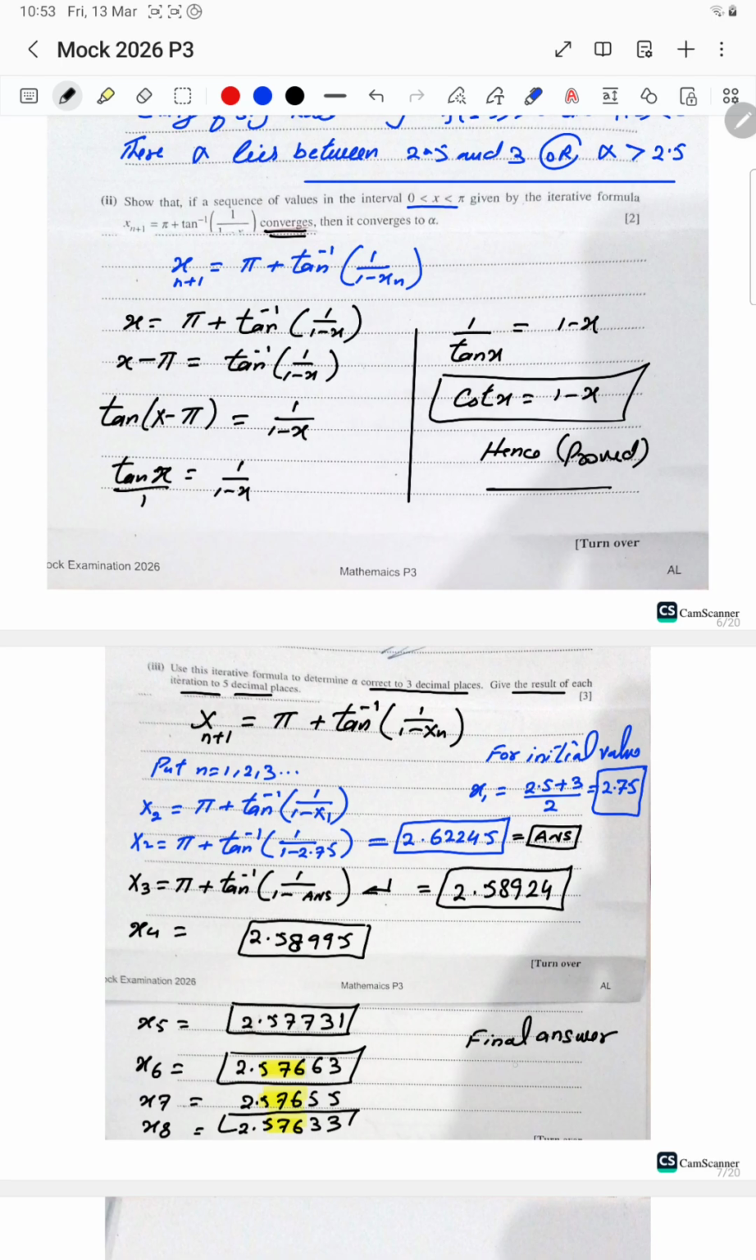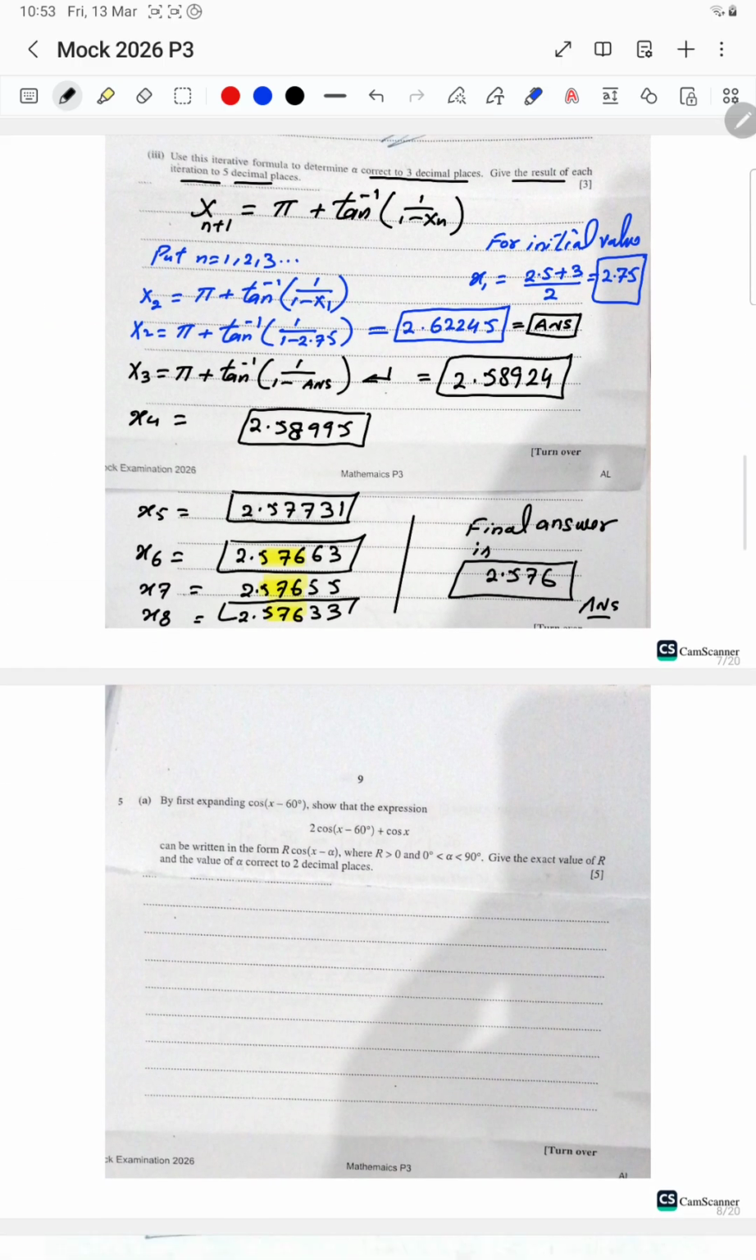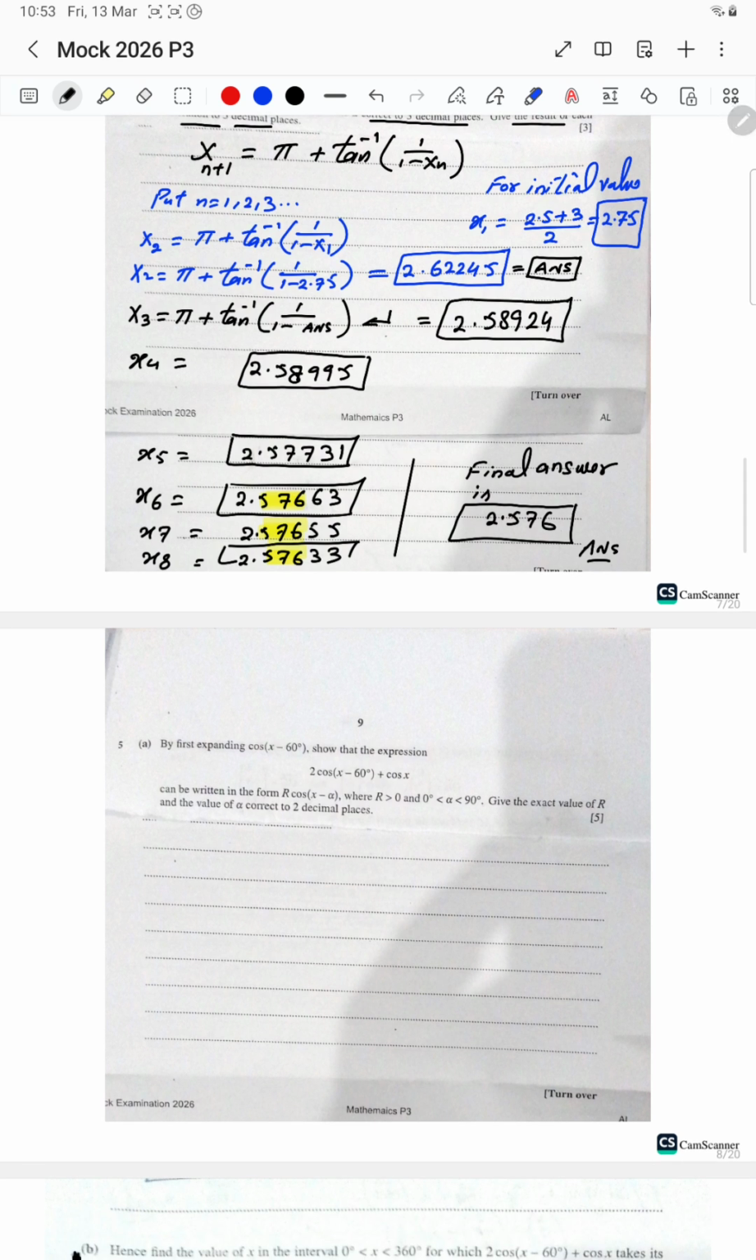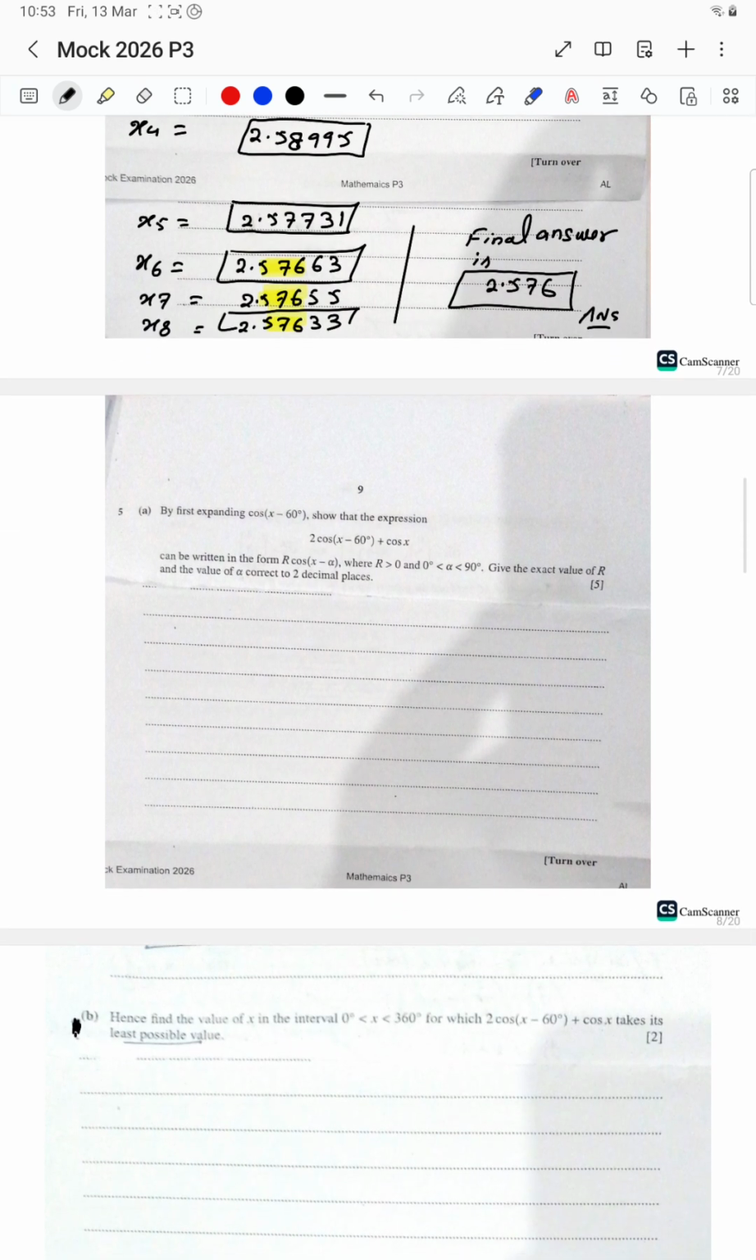And finally the final answer here is 2.576. This is the final answer. I hope it is clear. Simple question, free marks, not any effort required for it, just vigilance in mind, and you can get the score.